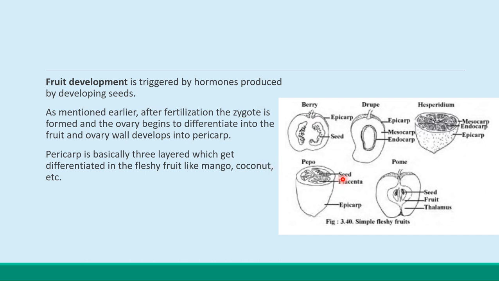Okay, the wall of the ovary develops into the fruit wall, that is called the pericarp. These are the many pictures of the fruit here you can see, and pericarp is the transformation of the wall of the ovary that develops into the fruit wall. Some fruits are the fleshy one, some are like dry fruits. So which are the fleshy and which are the dry fruit now?